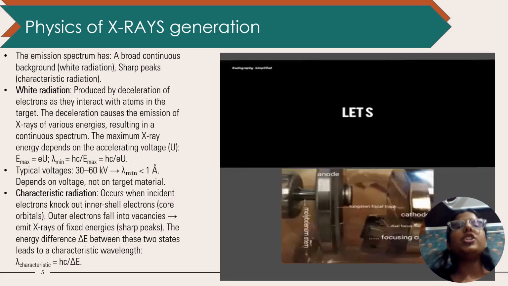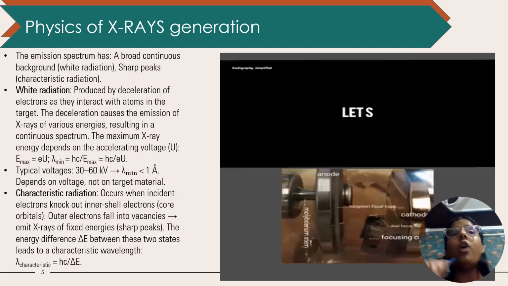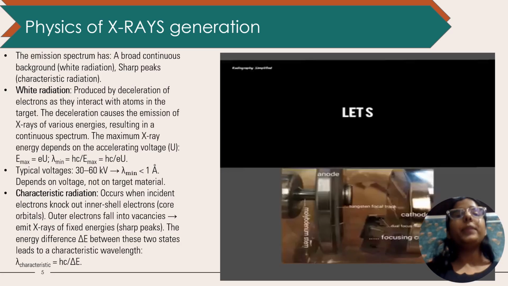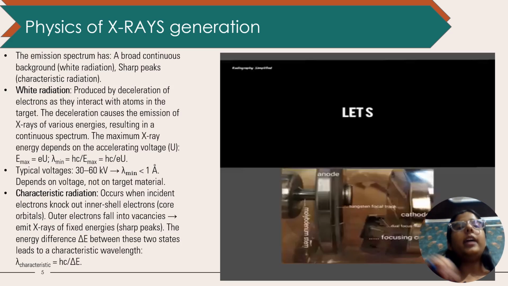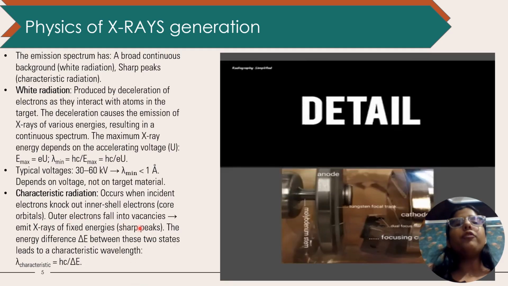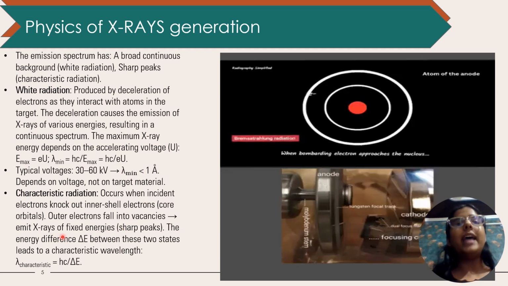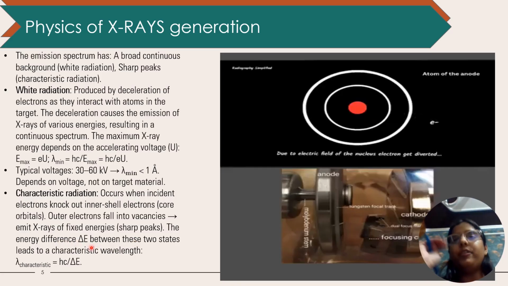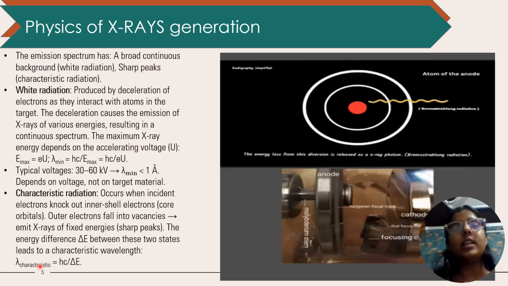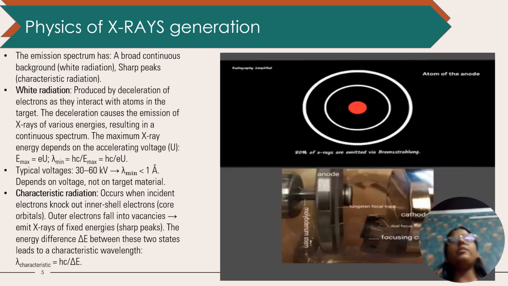The second type of radiation that is generated is characteristic radiation. Why is it called characteristic radiation? Because it is not dependent on the voltage but is dependent on the target anode material. It occurs when the incident electron knocks out the inner shell electrons, which are present in the core orbital. An outer electron falls into the vacancy created in the core shell and emits an X-ray of fixed energy. The energy difference between these two orbits leads to the characteristic wavelength, which is given by this formula.